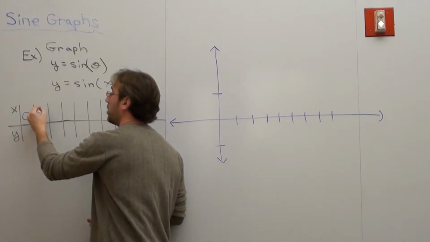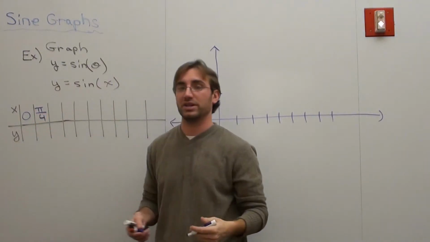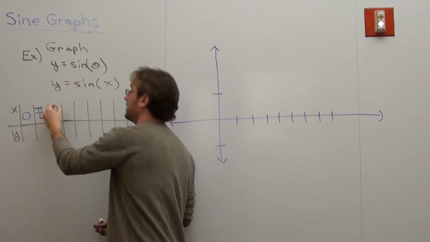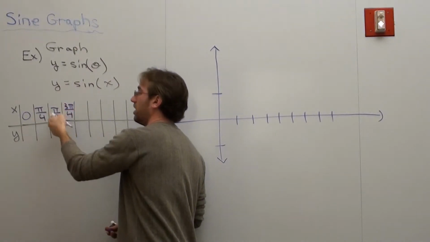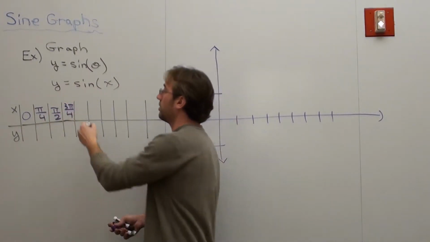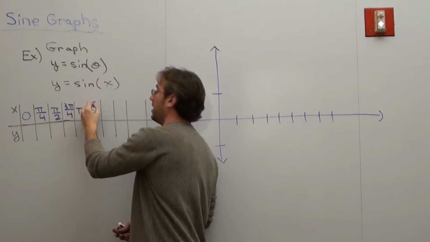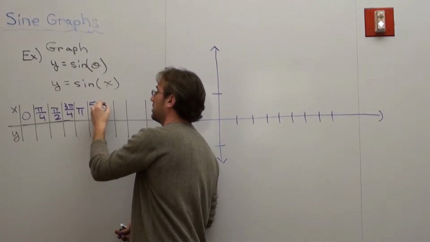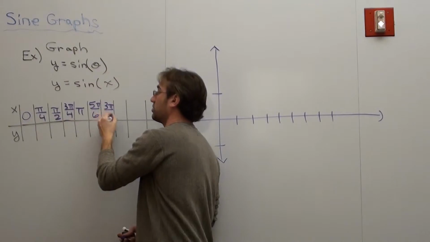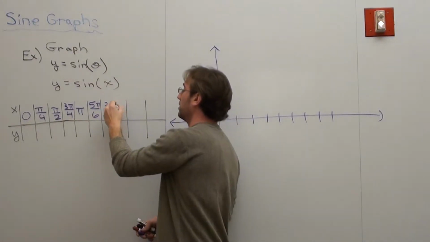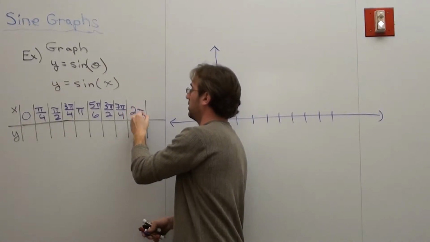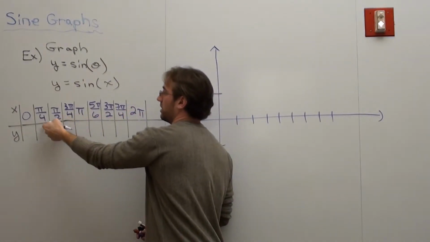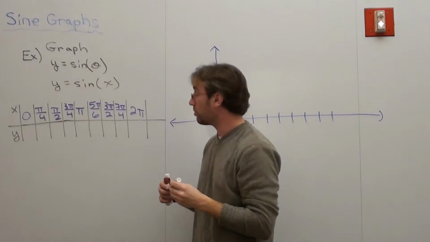So this is 1 pi over 4, which is the same thing as 45 degrees. 2 pi over 4 is 90 degrees. 3 pi over 4. By the way, 2 pi over 4 reduces to pi divided by 2. 4 pi over 4 is pi. 5 pi over 4. 6 pi over 4 is 3 pi over 2. 7 pi over 4. 8 pi over 4 is 2 pi. 1, 2, 3, 4, 5, 6, 7, 8. Yeah, perfect. So pretty cool.